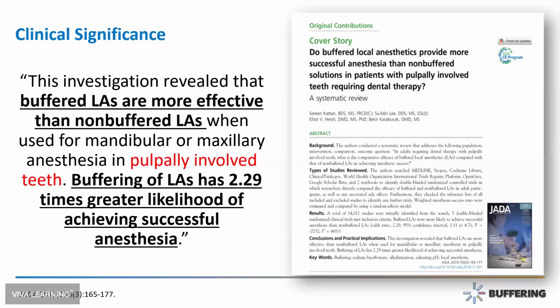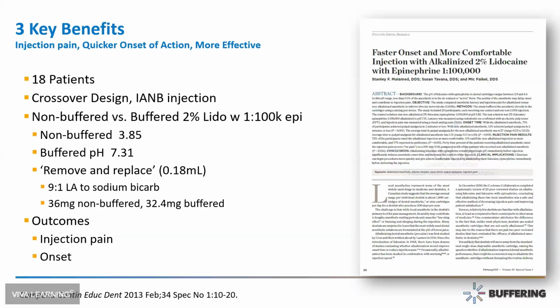The next study I want to look at is by Dr. Stanley Malamud and Dr. Mick Falkel. It's a small study, but it's a good study, and they had 18 patients. Their design was a crossover design, which means that one side got a buffered local anesthetic, and the other side, via inferior alveolar nerve block, got the non-buffered solution. So one side buffered, the other side non-buffered.